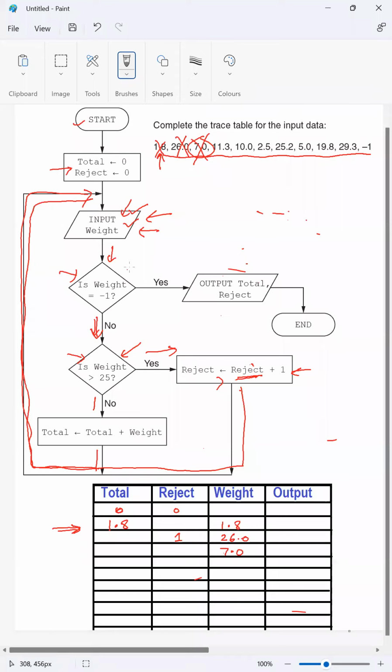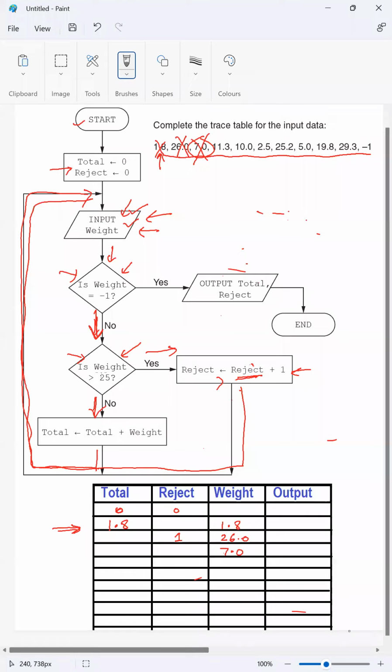And is weight equals to -1? The answer is no. So we're going to come down. Is weight greater than 25? The answer is no. So we're going to come down because 7.0 is not greater than 25, right? So we always have to take the most recent value given in the trace table.